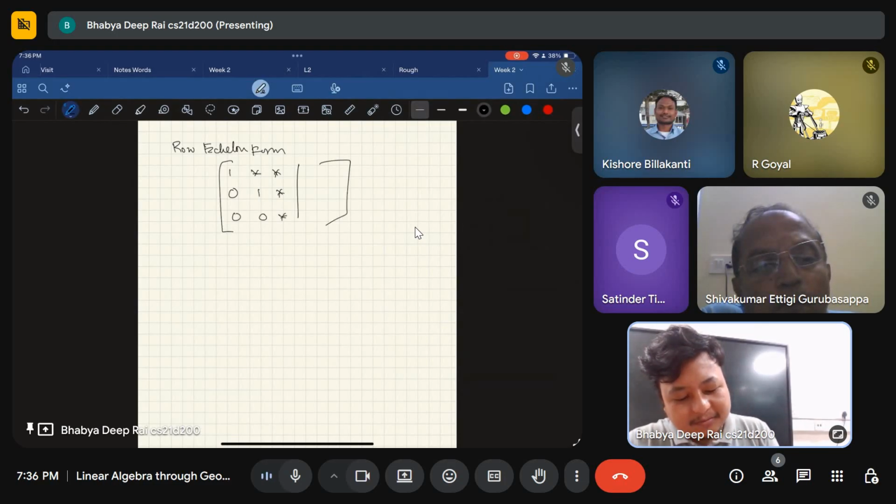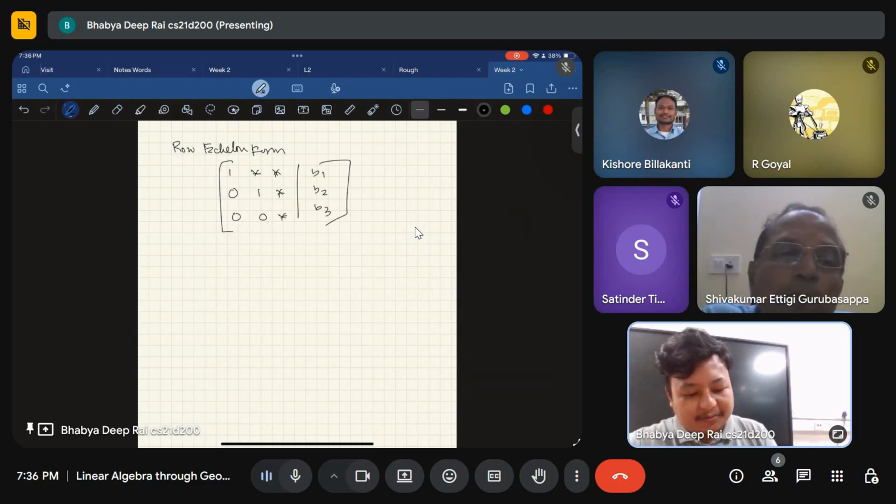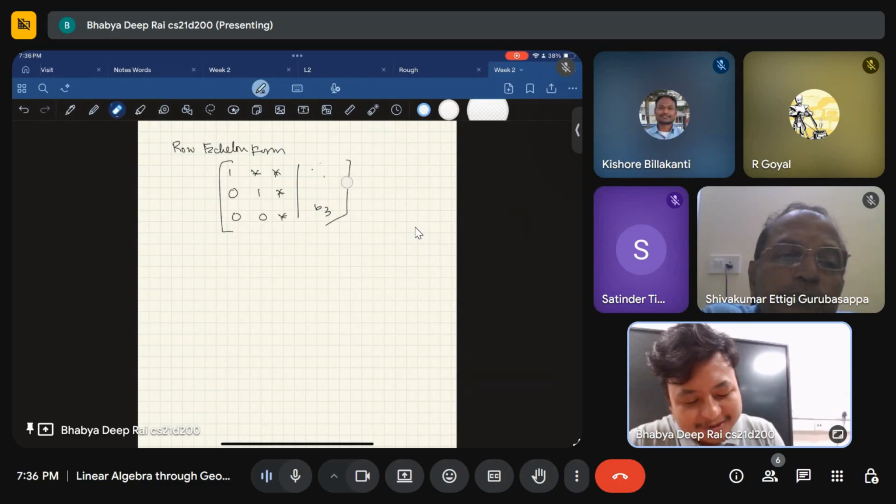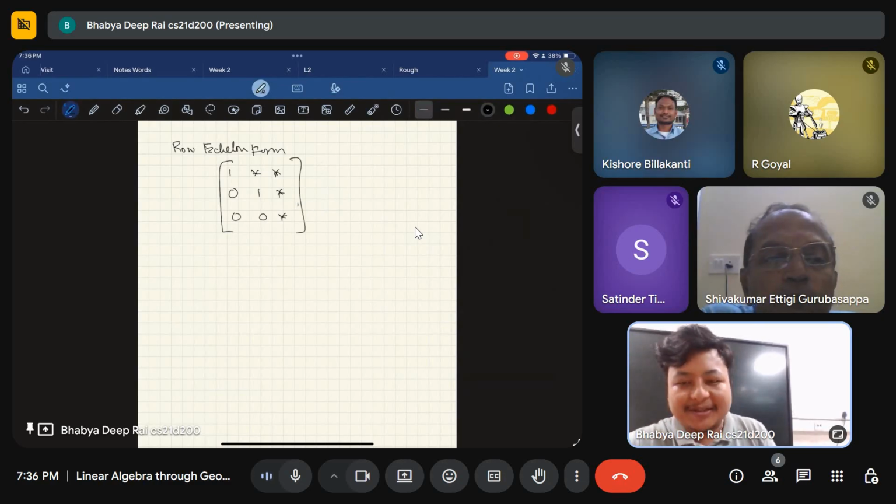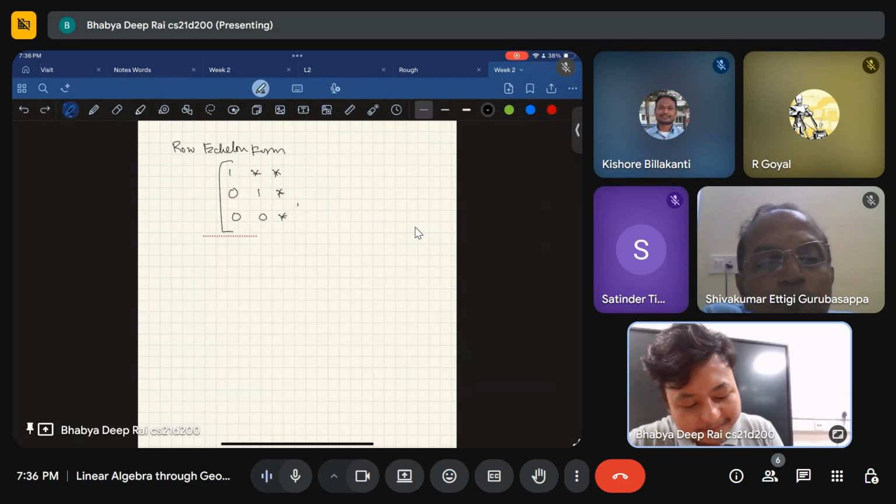And then maybe the B1, B2, B3. And of course, there need not be B1, B2, B3. Row echelon form is true for any matrix. Okay, you can say that this is a row echelon form matrix. But you wanted something like this.